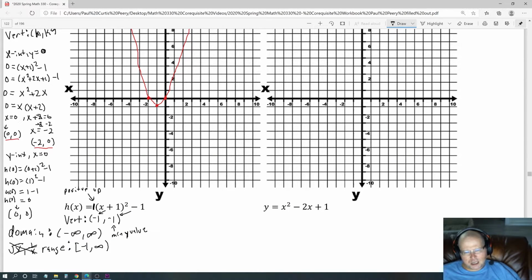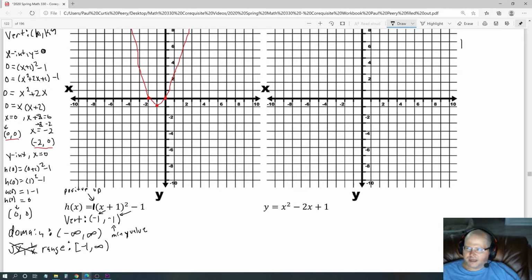You could actually force this second one, y is equal to x squared minus 2x plus 1, to be in the format of the first one by using completing the square. Or you can use a different formula. I'll do it way over here. I'm trying to make sure I have plenty of room to write as many steps as possible.